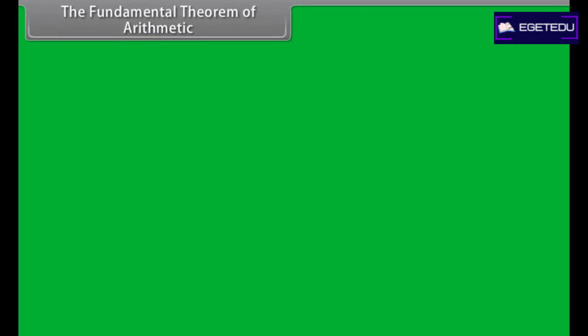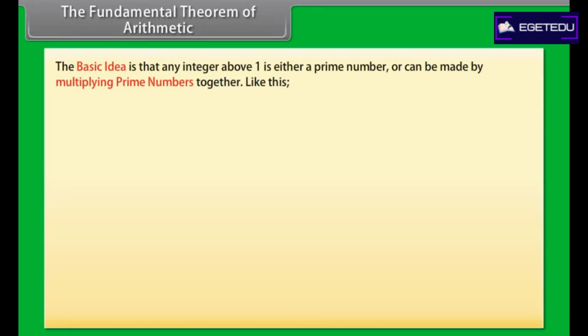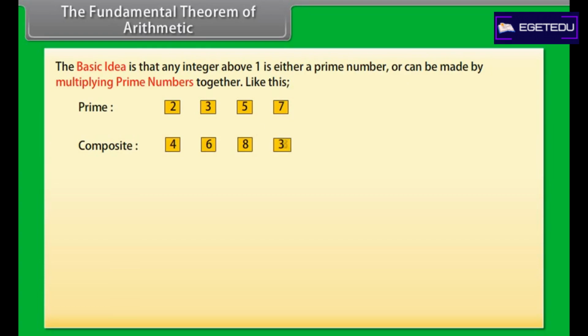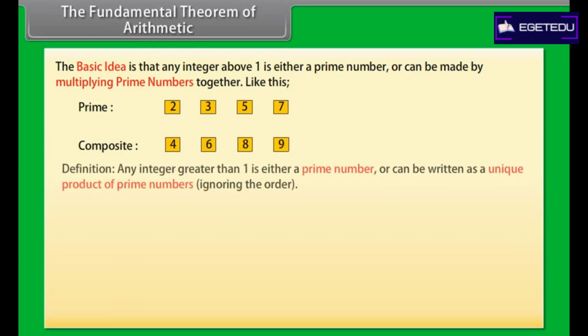The fundamental theorem of arithmetic. The basic idea is that any integer above 1 is either a prime number or can be made by multiplying prime numbers together like this. Let us start with the definition.